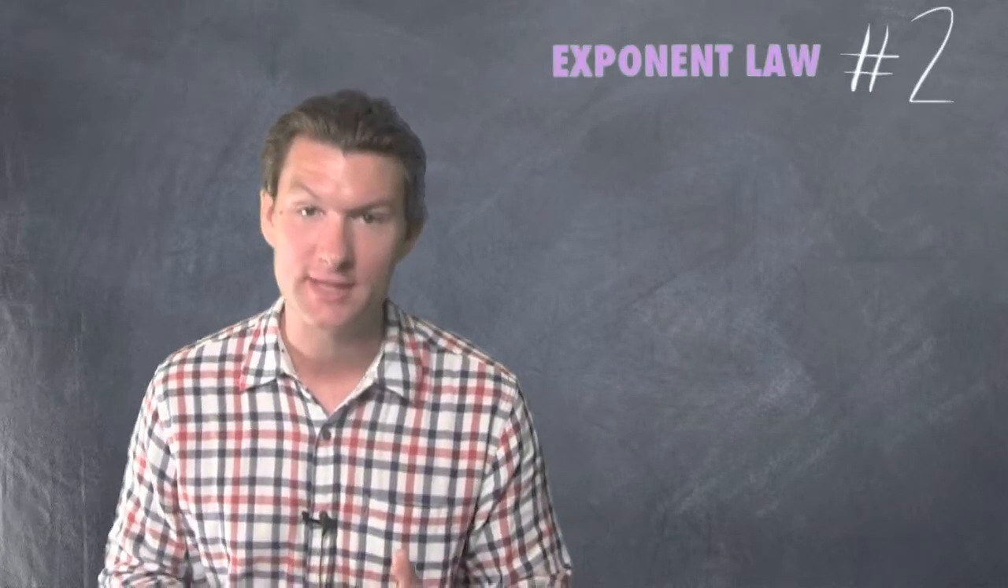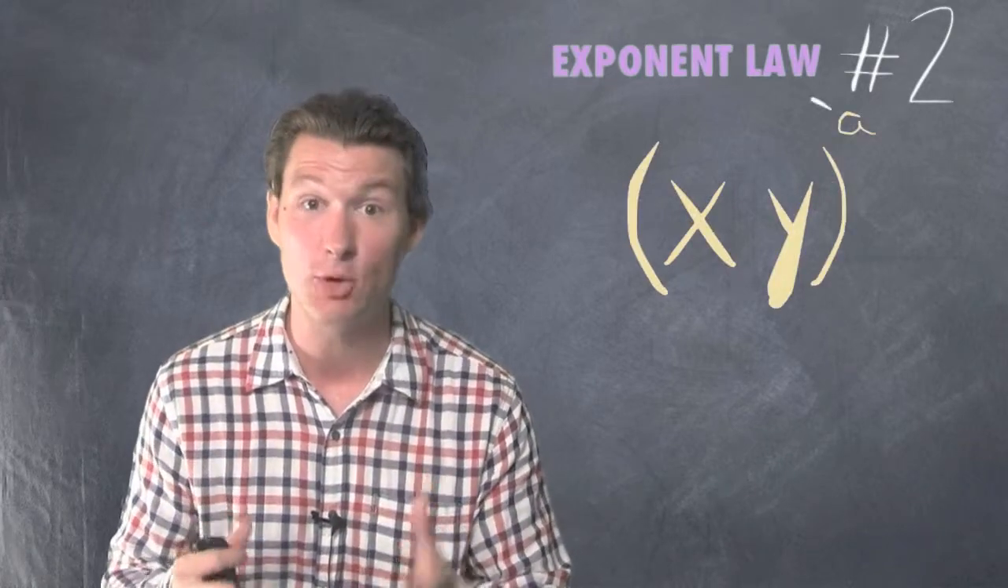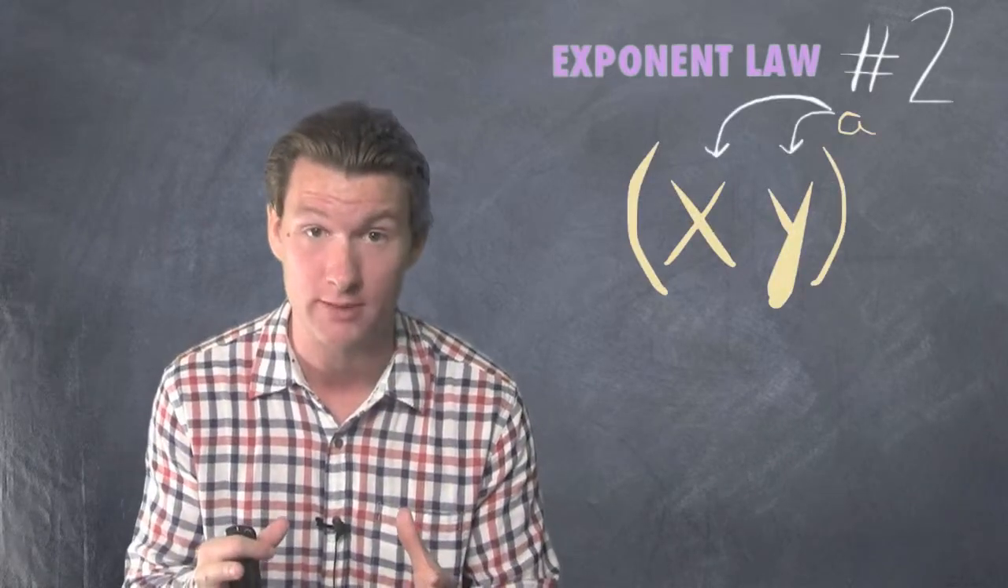The second law of exponents says if you're multiplying numbers together and then you raise that product to some kind of exponent, that exponent pays a visit to each of the little things you were multiplying. Let me show you what I mean.